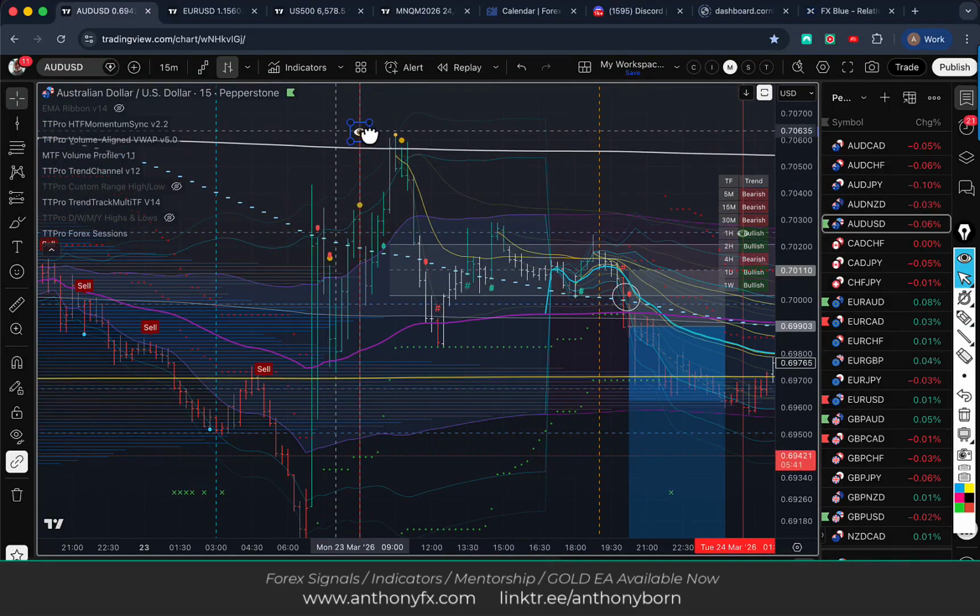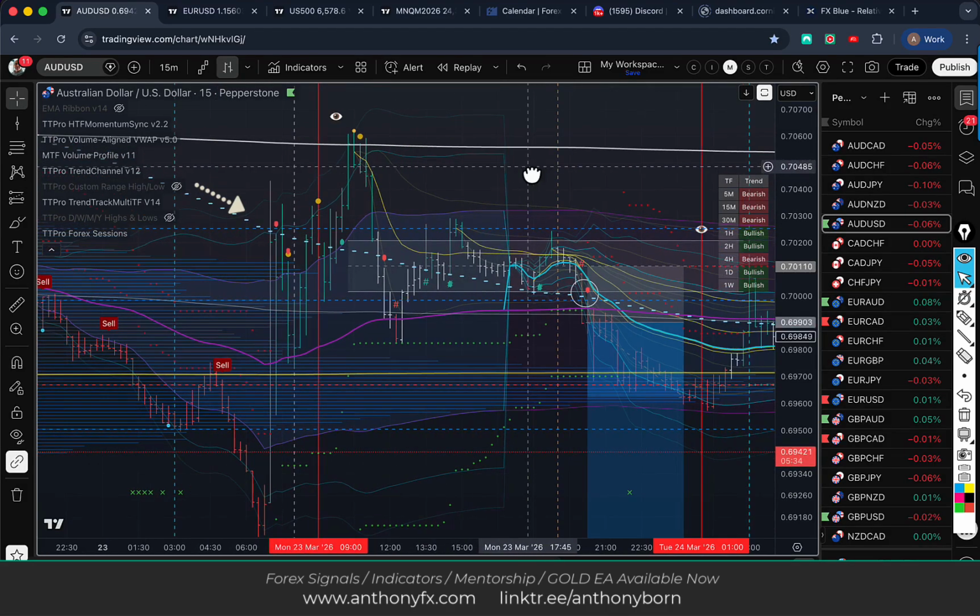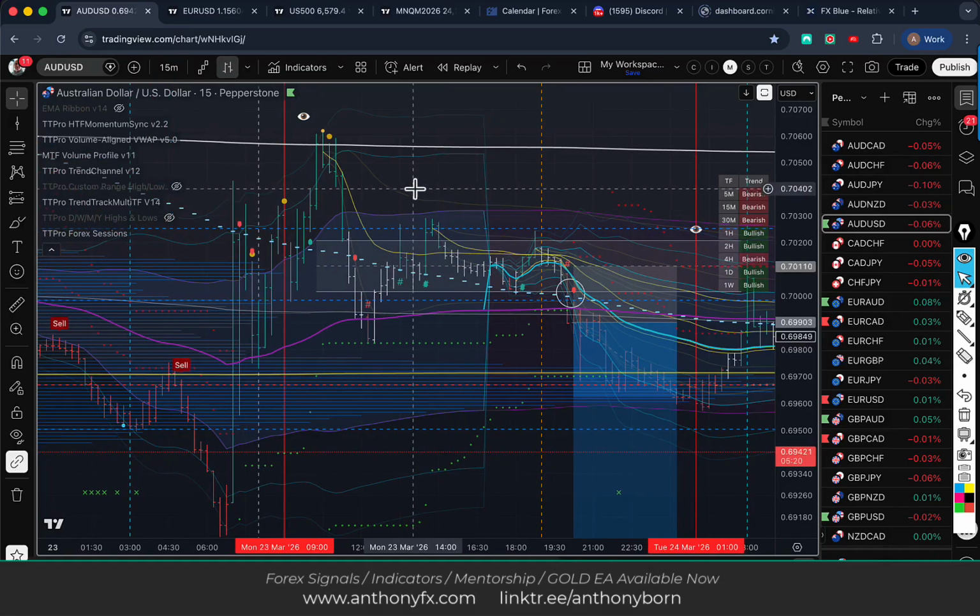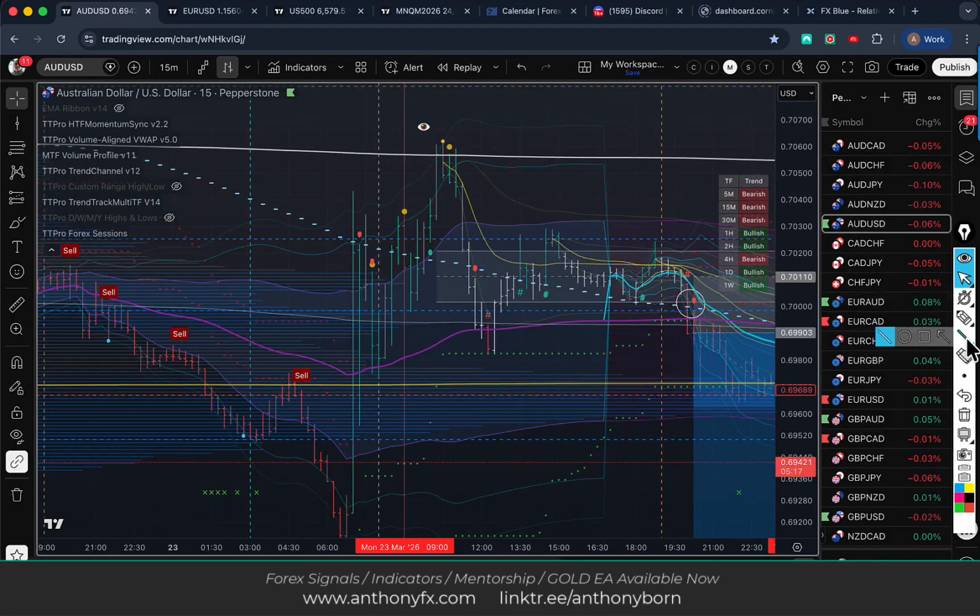Okay, so that was our first point of interest. It pulls back. It's a 4-hour, so we're going with the higher time frame trend. See this momentum line? We go with that. We've eyeballed the 4-hour chart and established that we're looking for short opportunities. And you've got to work it with the markets as well.